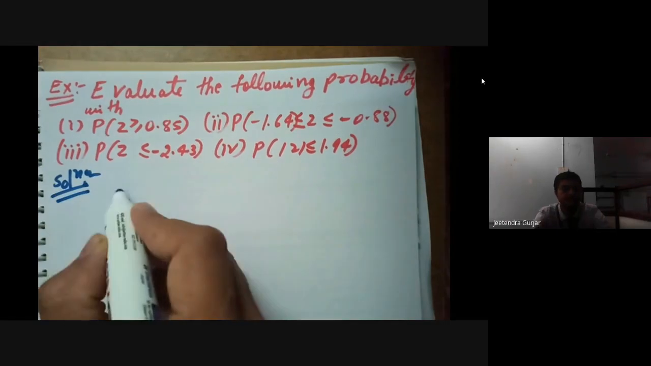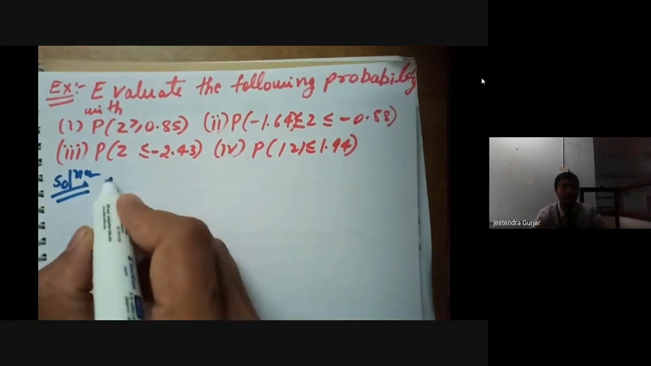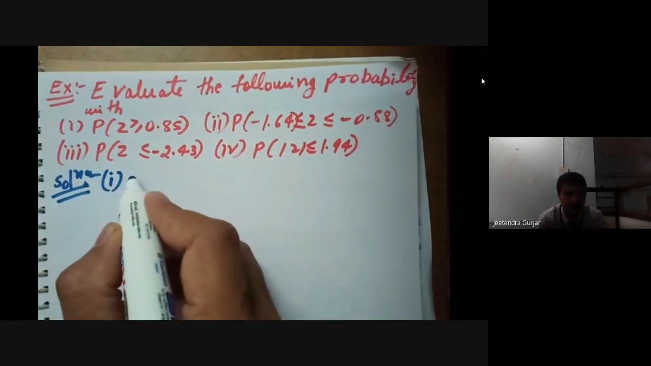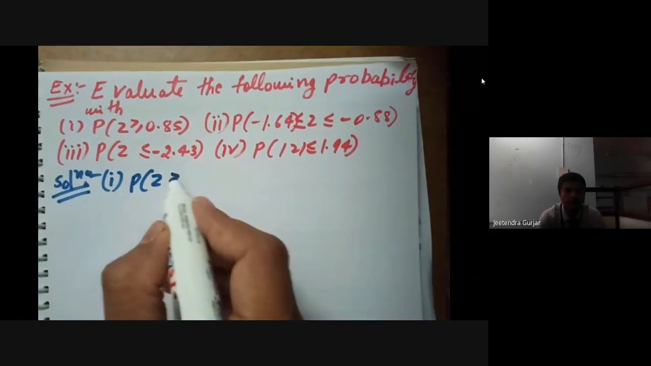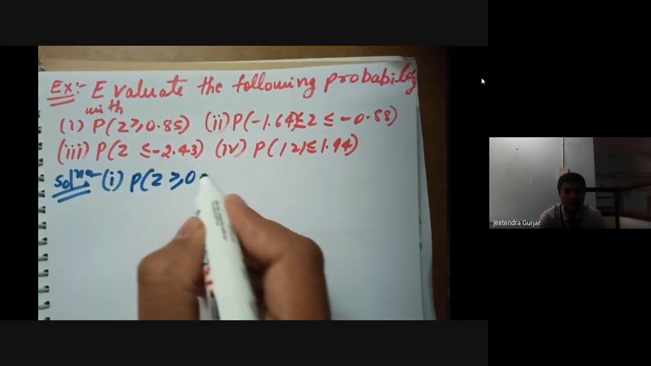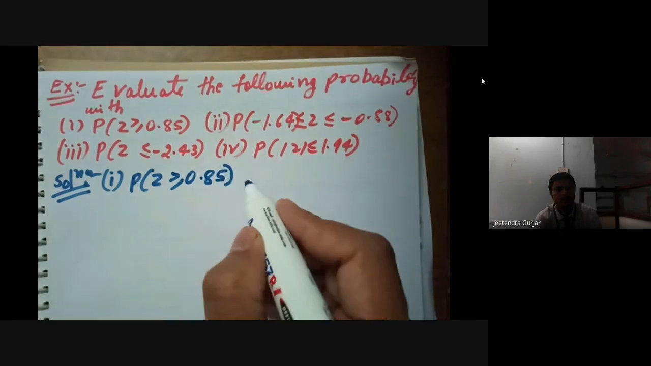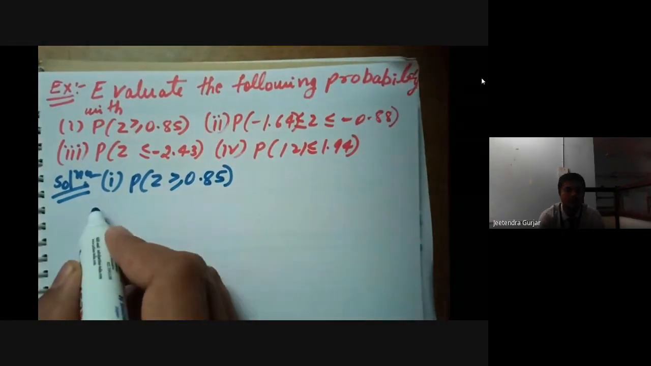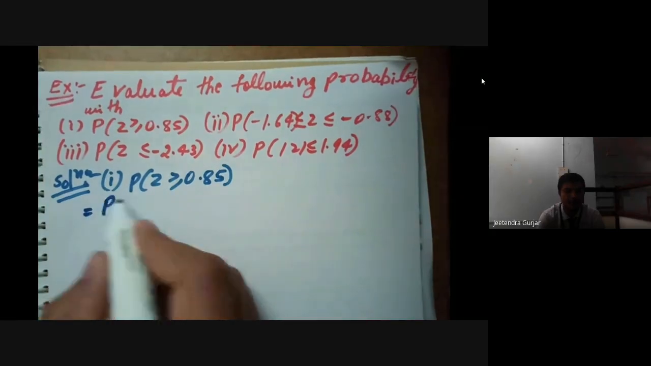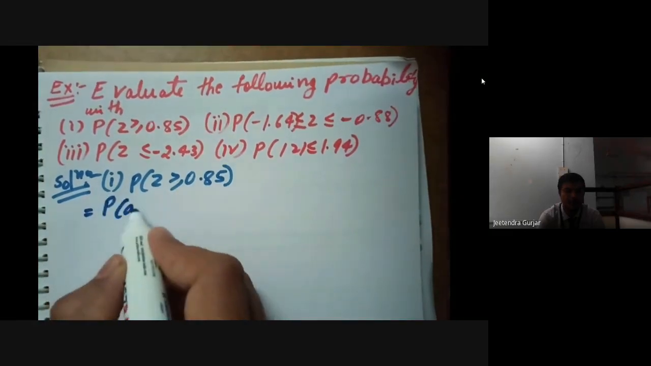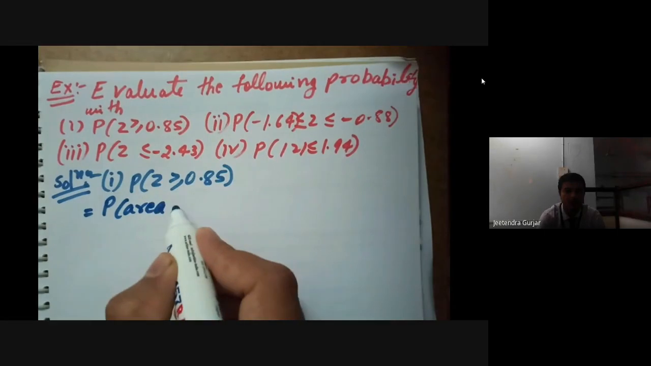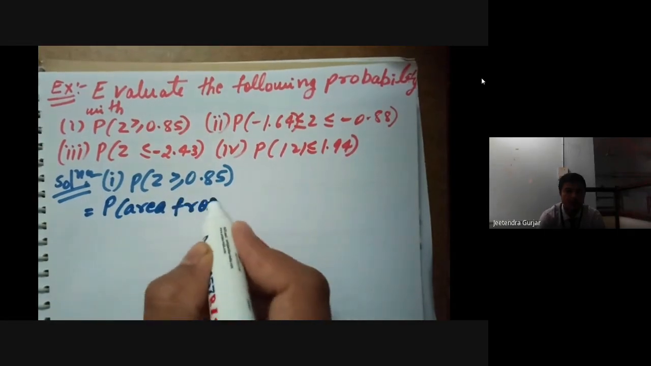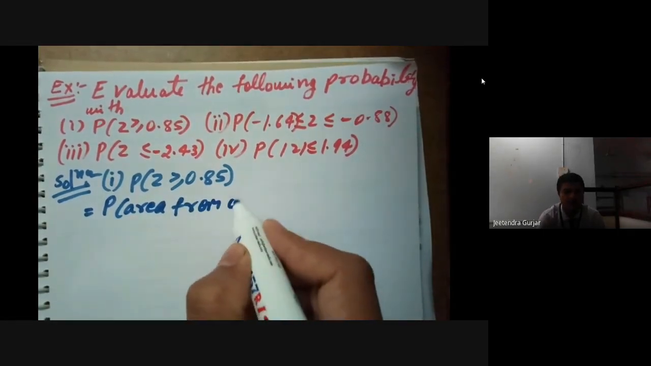Yes, so the solution, please be careful here. First one we take is always P of z greater than or equal to 0.85, students. It is very, very important in the normal distribution. So this area, you can see, will be beyond 0.85. So I'm going to take P of area, which is again area of B minus area of A.